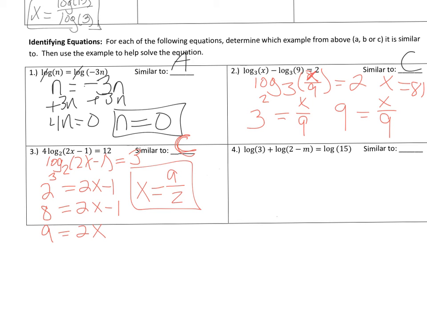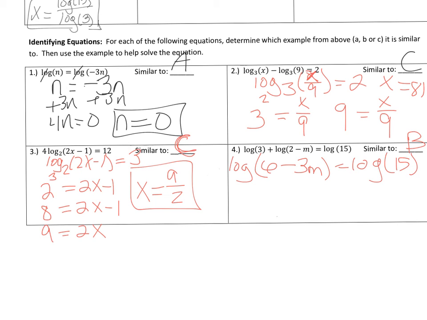And again, you guys can pause these anytime you need to if I'm going too fast. So number 4 is similar to the second one we solved, the ones we spent a bunch of time on yesterday. I need to condense these two logs together. So we're going to multiply these two parts because I've got addition in between. So 3 times 2 is going to be 6. 3 times negative m is going to be negative 3m. And I still have the log on that. Equals the log of 15.